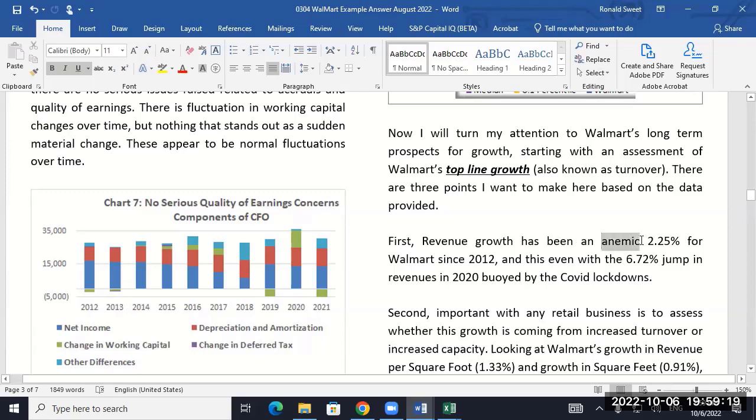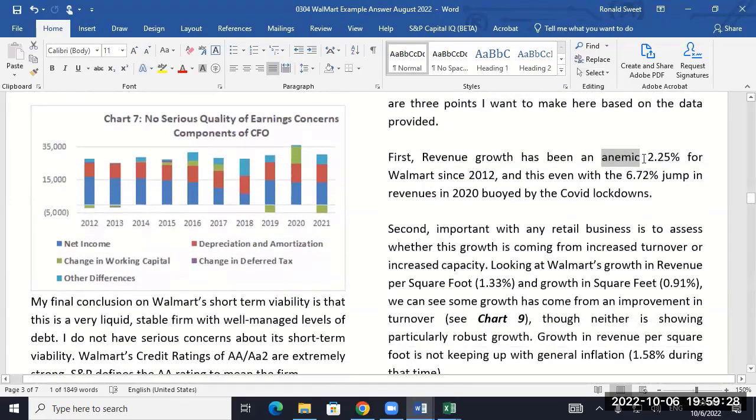You got to pick your own adjective or adverb, depending on how you word it. I use the word anemic. So, I think I told y'all before, be careful. You don't want to say anemic and then your firm's growing 12%. So make sure you pick the right term. Why do I say anemic for 2%?